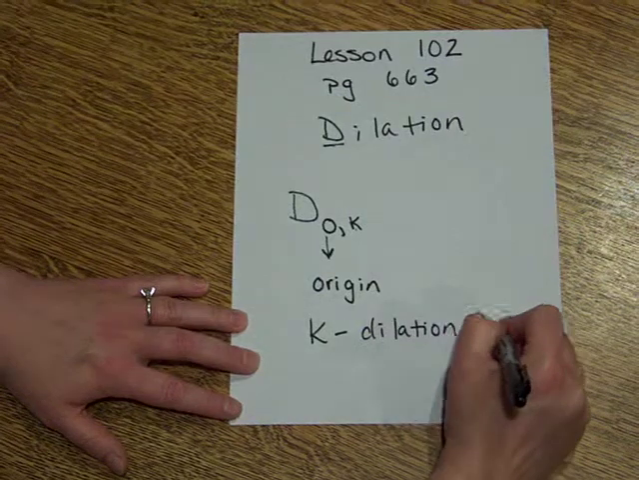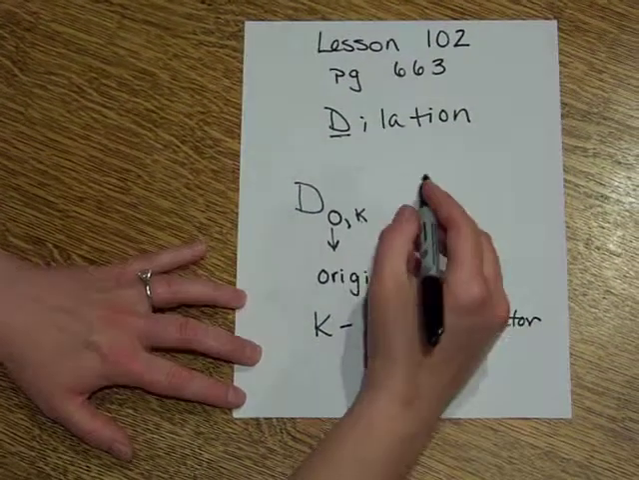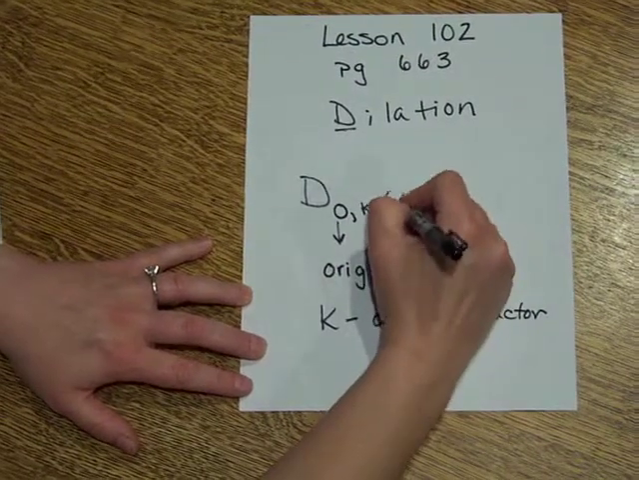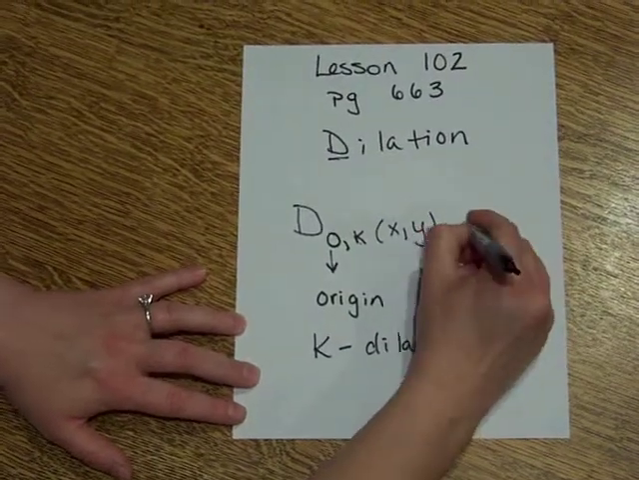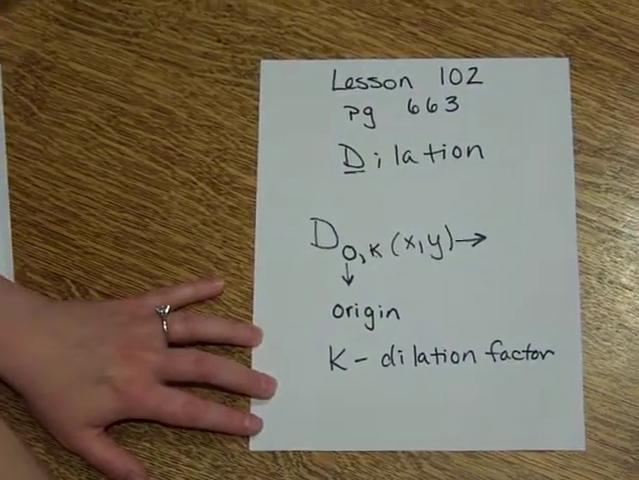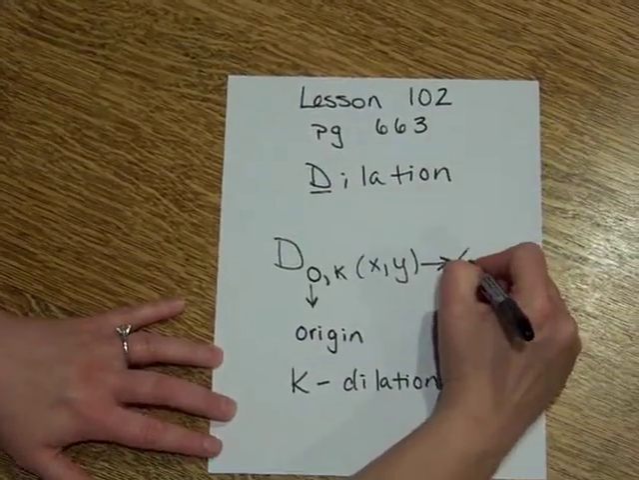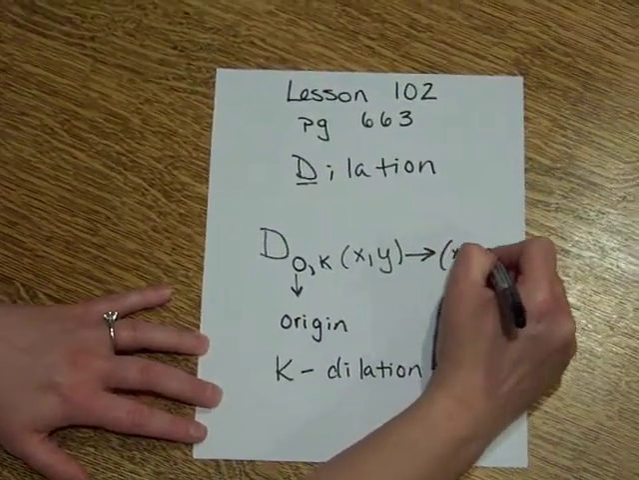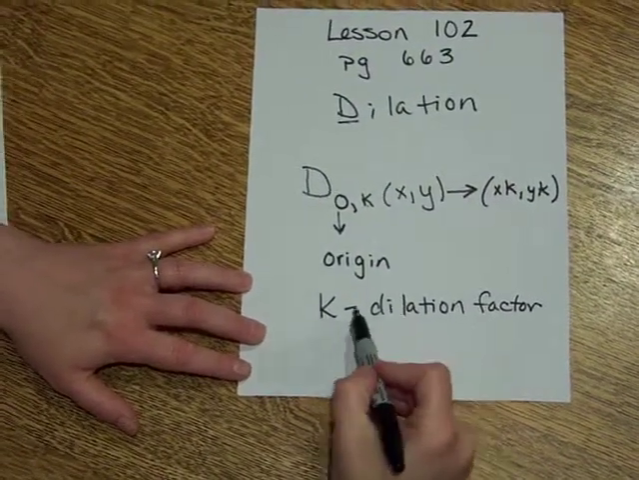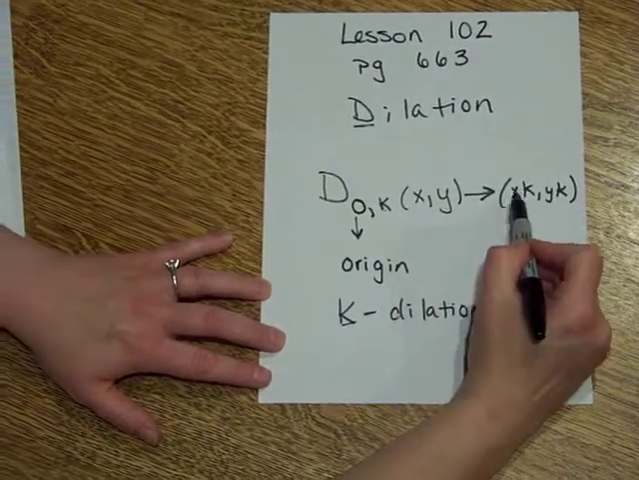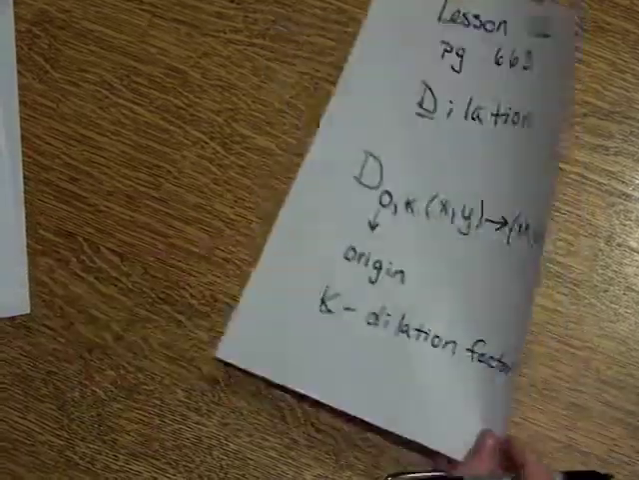It's a lot like a scale factor in that we're going to multiply it to our points here. We have our points (x, y) that will be listed, and our arrows showing that there's going to be a transformation taking place here. Our new point is simply going to be (xK, yK). Again, much like a scale factor, we're simply going to apply that dilation factor to each point, multiplying it to each point. So let's look at an example of that.